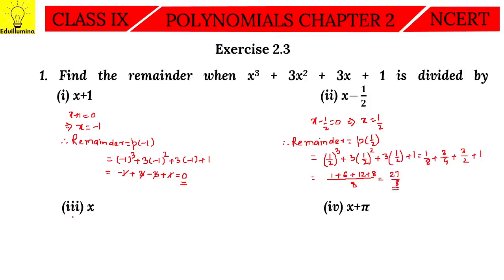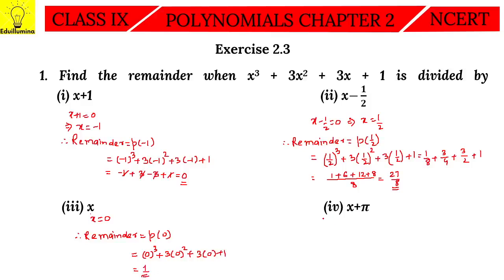And the next part is x. So first of all putting x equal to 0 to find its 0. So x equal to 0. So therefore the remainder is equal to p of 0. Now replacing x with 0 in the given polynomial, we get 0 cube plus 3 into 0 square plus 3 into 0 plus 1. So here it is 1. So remainder is equal to 1.